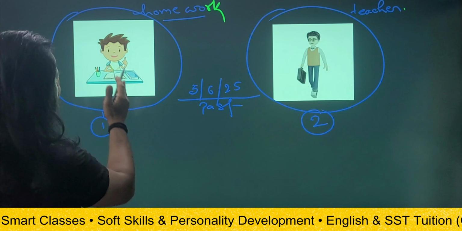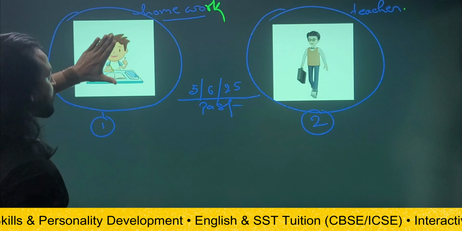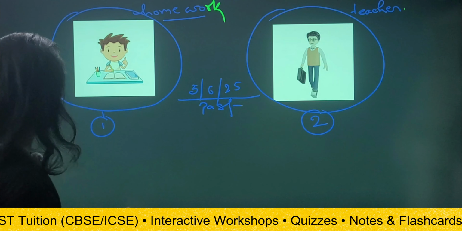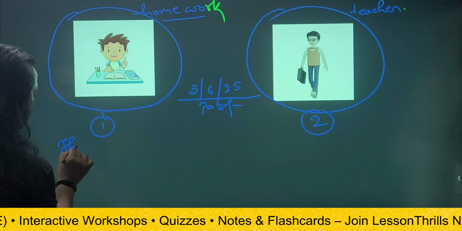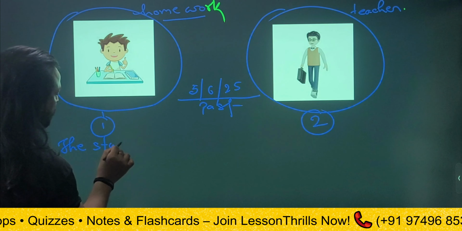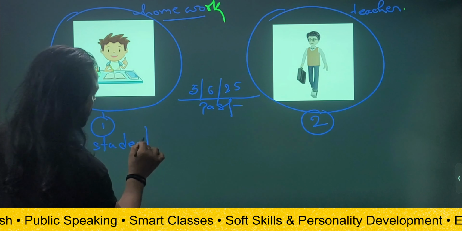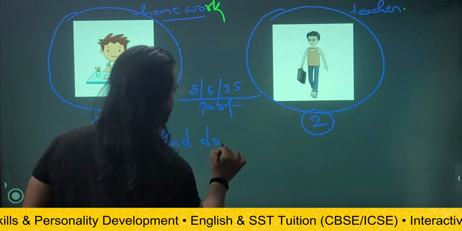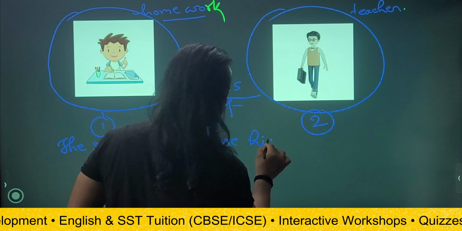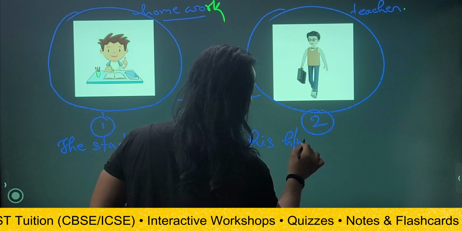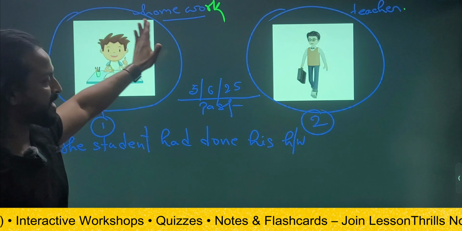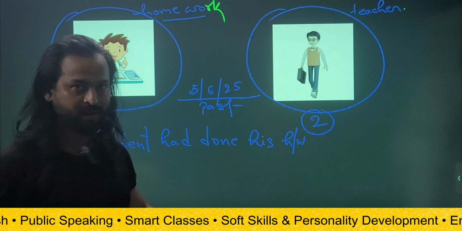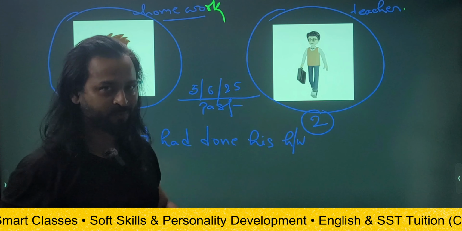So let's see. Incident 1 and incident 2. So in case of incident 1, we use past perfect tense like the student had done his homework. Okay, so now in case of incident 1, we wrote the student had done his homework. Now we are adding incident 2.